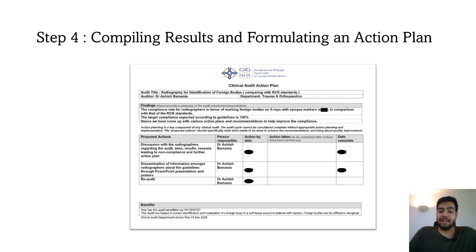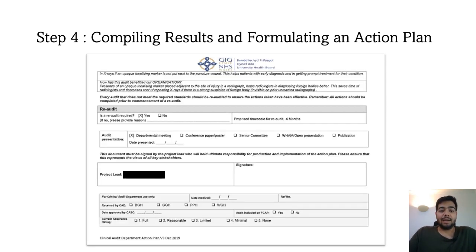I had to put in the proposed state of action, what actions I took and whether I took the proposed actions or not, and when I completed those actions. Then I had to put what benefits the audit was having on the system and other details. And then whether a re-audit is needed or not, and it was yes in my case. After I completed this re-audit, I had to put whether I'll be presenting this audit and where. So I put in departmental meeting.